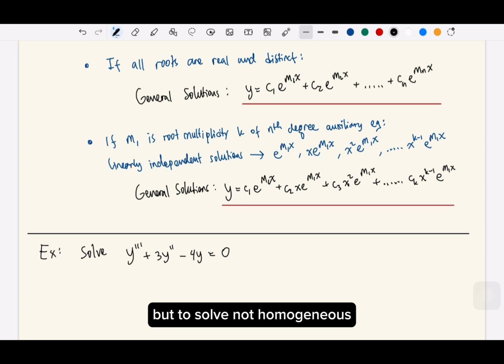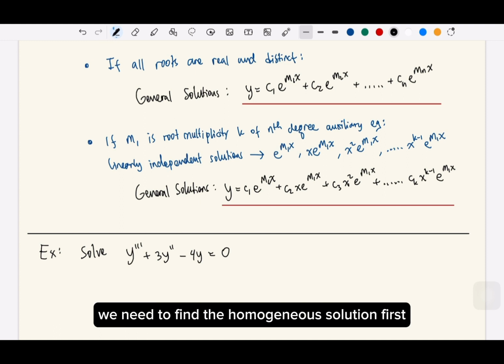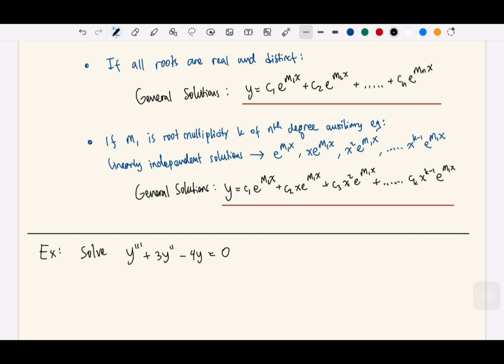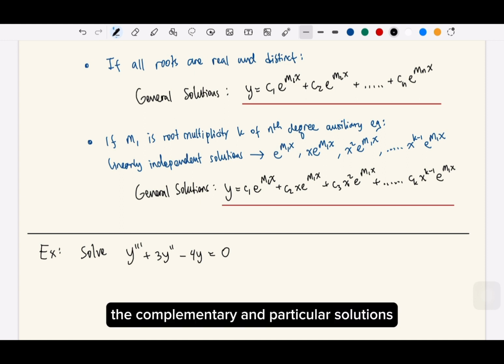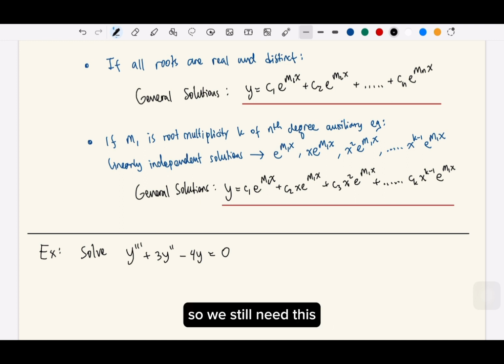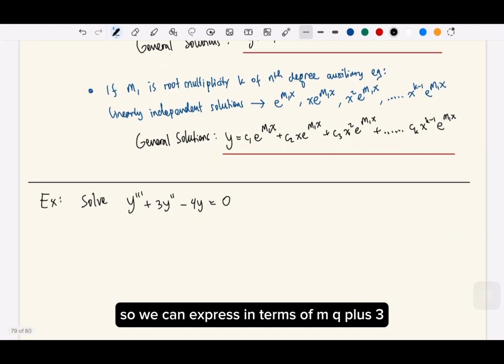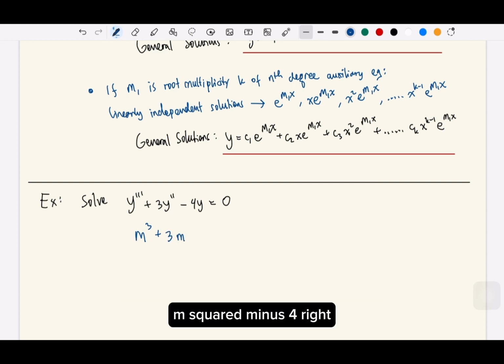But to solve non-homogeneous, we need to find the homogeneous solution first. And then we add the complementary and particular solutions. So we still need this method for most of the methods. Okay, to solve this, we can exchange to the auxiliary. So we can express in terms of m cubed plus 3 m squared minus 4, right?